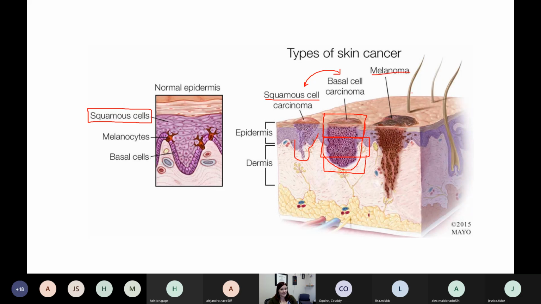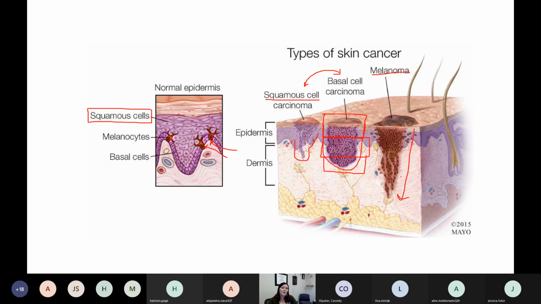Melanoma is its own beast. Melanoma is the most serious kind of skin cancer. I believe it is also the most rare as well, which is good for us. This kind of skin cancer develops because my melanocytes, my melanin producing cells, got mutated. And when they got mutated, they start to divide very rapidly. The thing with melanoma is that it goes down very far into the dermis very quickly. And it's also irregular, like we saw with the squamous cell carcinoma.